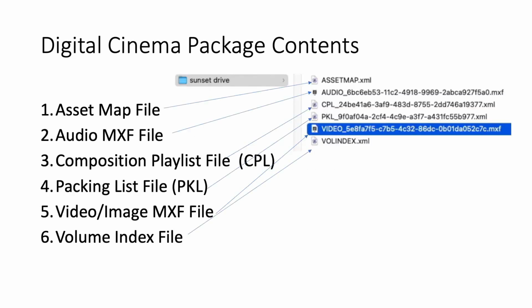Before I start, I'll quickly define a DCP, or Digital Cinema Package. This information is important for how to prepare your video for DCP creation. First, it's called a package because it's a folder containing multiple files. Sound and image are in separate MXF files.